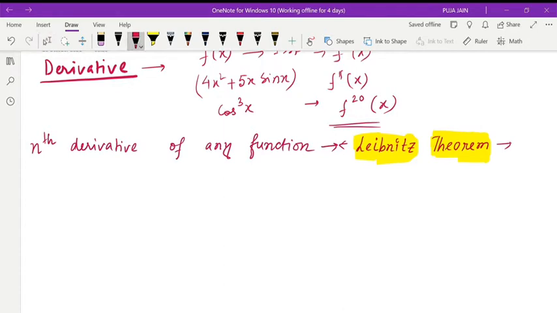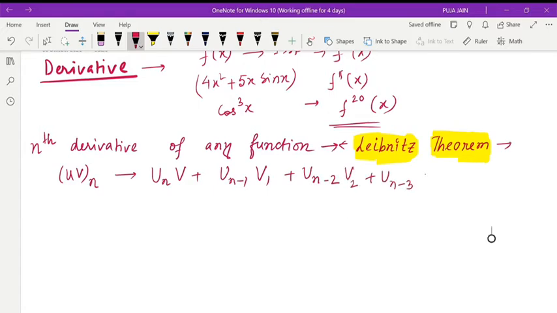Now, according to this, suppose any two functions u and v, and we need to find the nth derivative. Then the result will be: u nth derivative times v, plus u (n minus 1) derivative times v first derivative, plus u (n minus 2) derivative times v second derivative, plus u (n minus 3) derivative times v third derivative, and it will go on like so, and the last term we will get is u times v nth derivative. Okay.